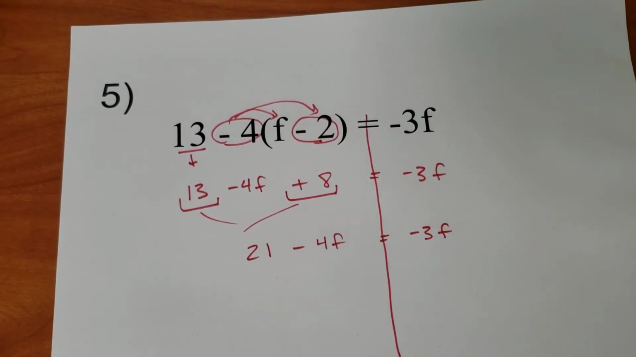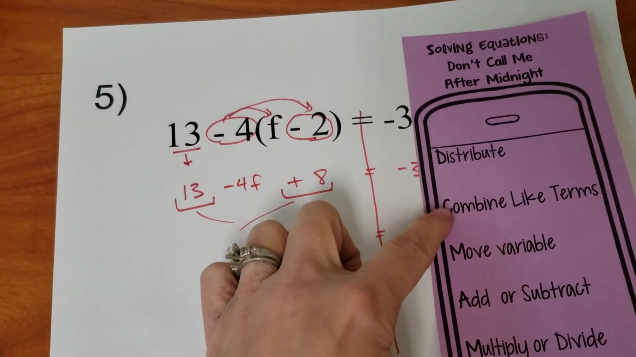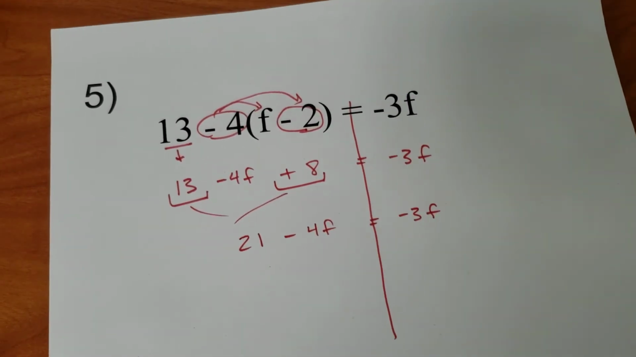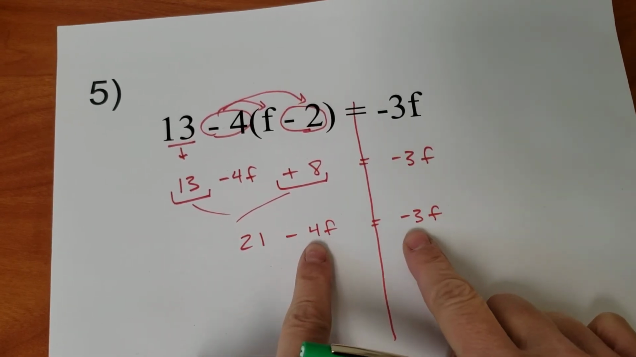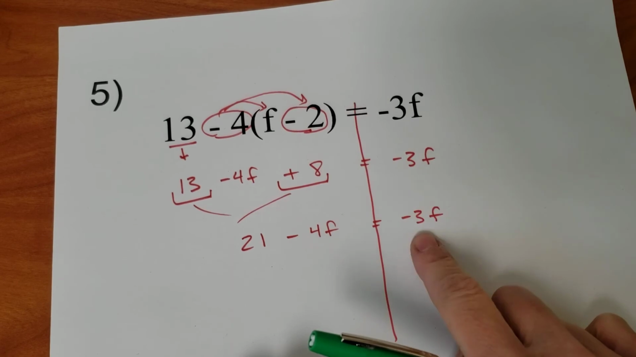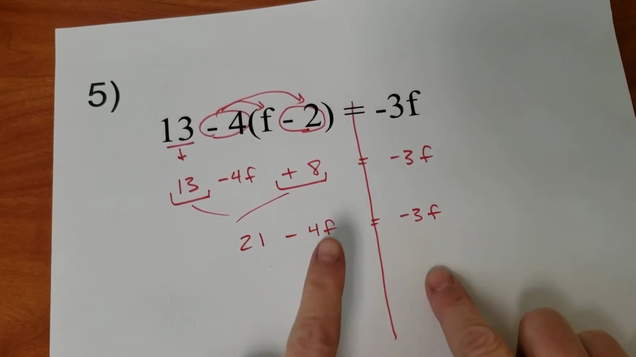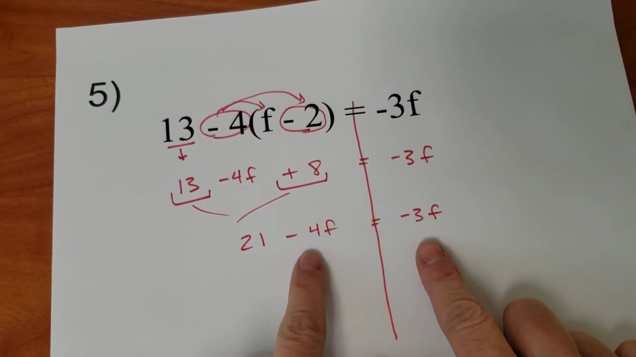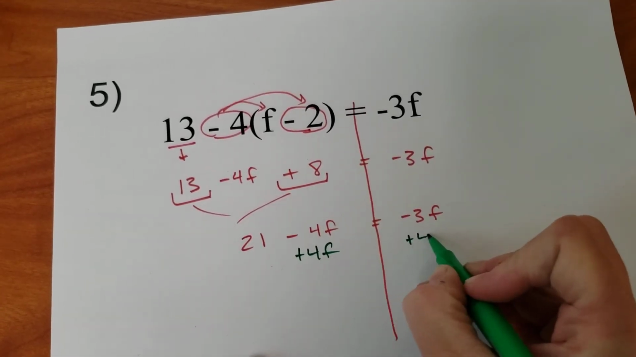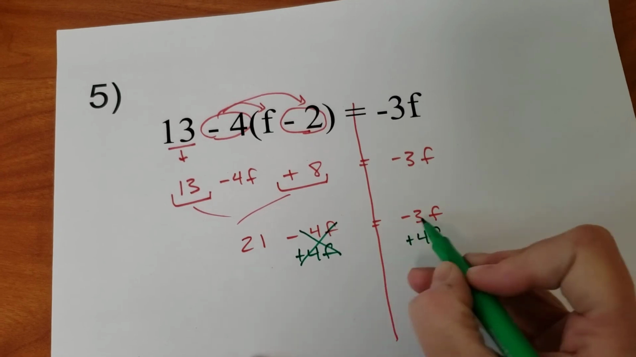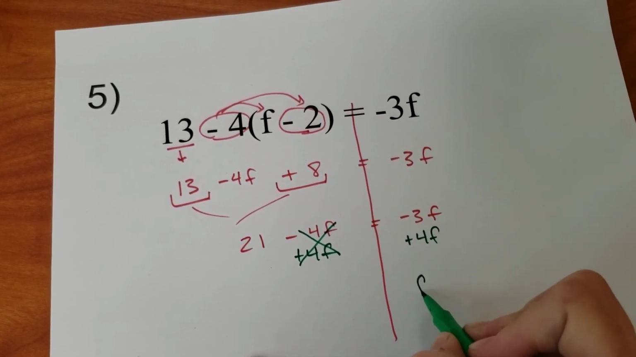Okay, now I'm at the point that I've done the distributive property, I've combined like terms, now I get to move the variable. I've got a negative 4f and a negative 3f. Which one's bigger? Which one's closer to 0? This one's bigger. Let's move this to the bigger side. Do you see how if we add 4f to both sides, I'm going to get a positive over here? Try and get a positive. So this makes 0. Negative 3 plus 4 is just 1f.